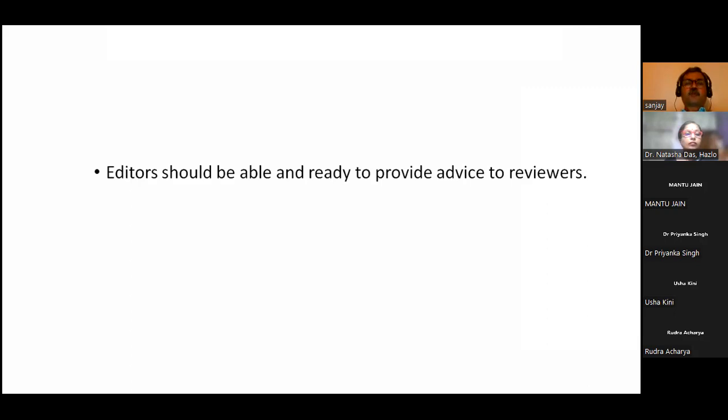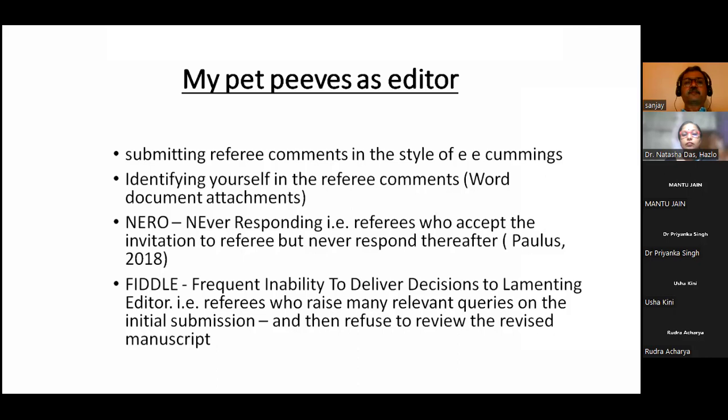So after this happened a few times, I got back to the referee and said, look, I think it's not fair on your part to do this. You need to change. Your comments are excellent. Don't spoil it by adding this one line. And I must say that the referee took the advice well and has never again done that.